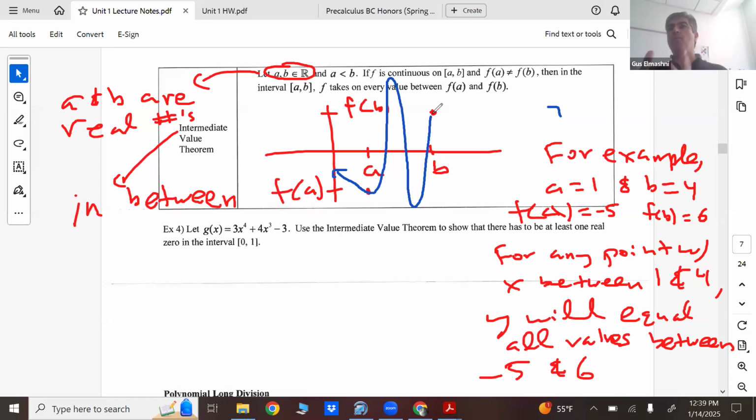So if I look at my domain from 1 to 4, my range is from -5 to 6. And so at least one time, y should equal some number between -5 and 6 in that interval. Okay. Actually, that was a great way. I should have written it down like that.